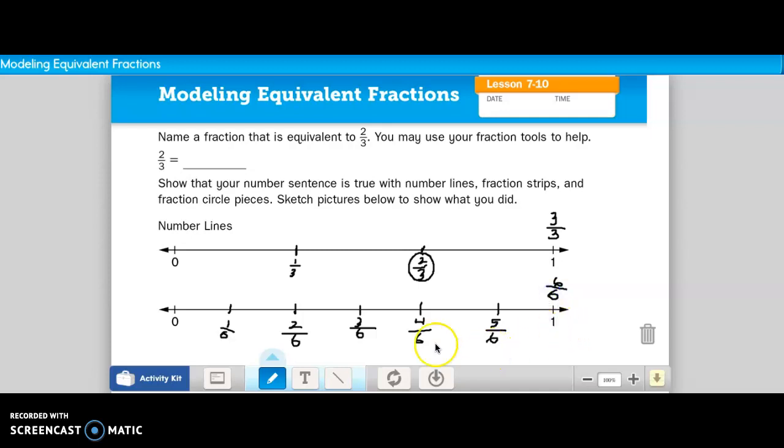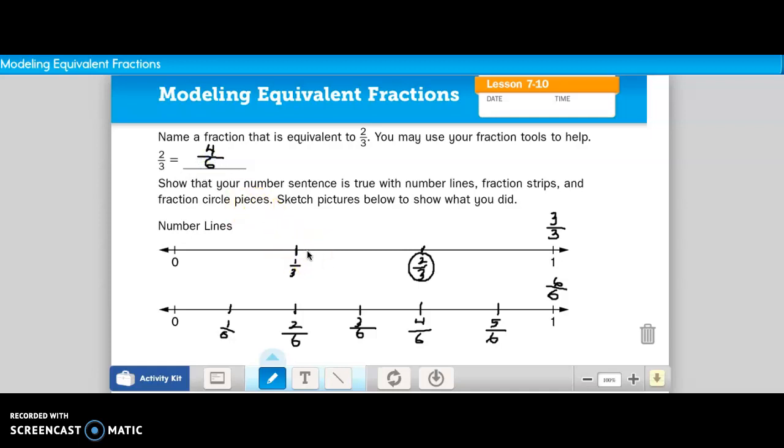All right? So now all we have to do is line them up. Now you can see 1/3 is the same as 2/6. It's lining up. You can see that 2/3 is the same as what? 4/6. So now we have our answer here. 2/3 is equal to 4/6. We proved it on our number line.